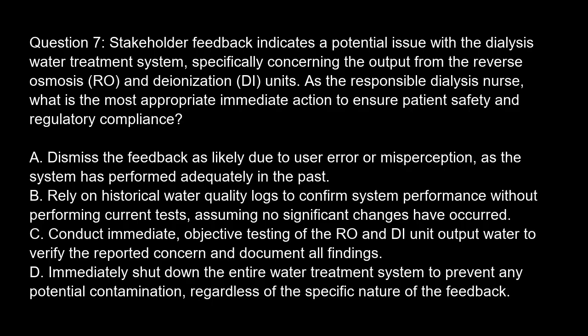significant changes have occurred. Option C. Conduct immediate, objective testing of the RO and DI unit output water to verify the reported concern and document all findings. Option D. Immediately shut down the entire water treatment system to prevent any potential contamination, regardless of the specific nature of the feedback.